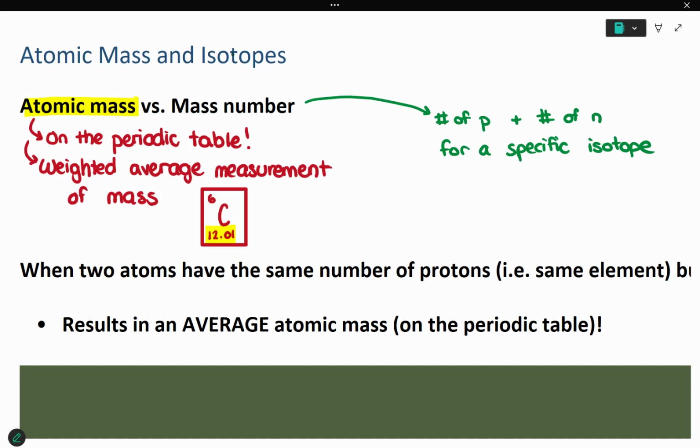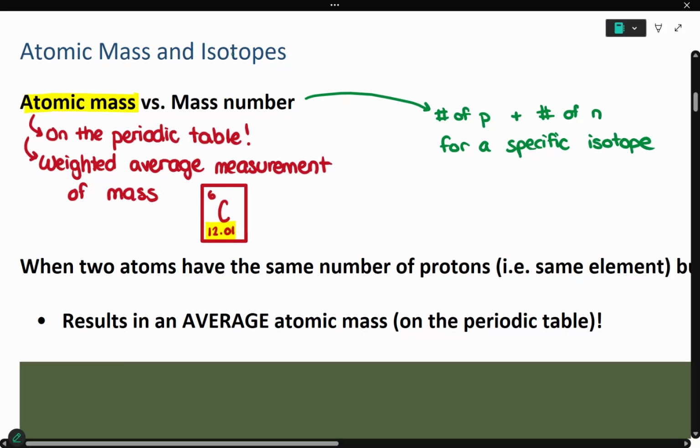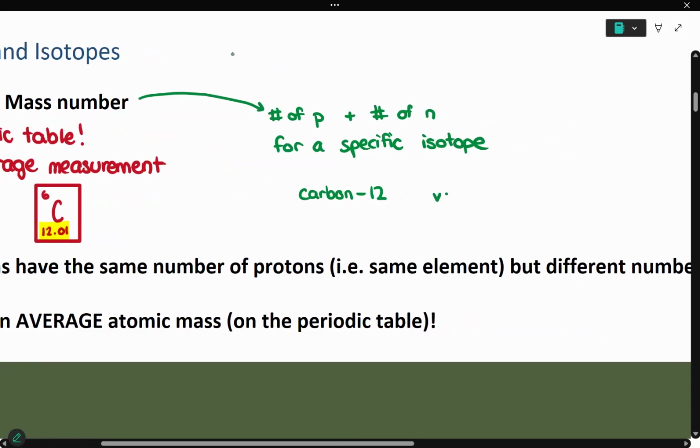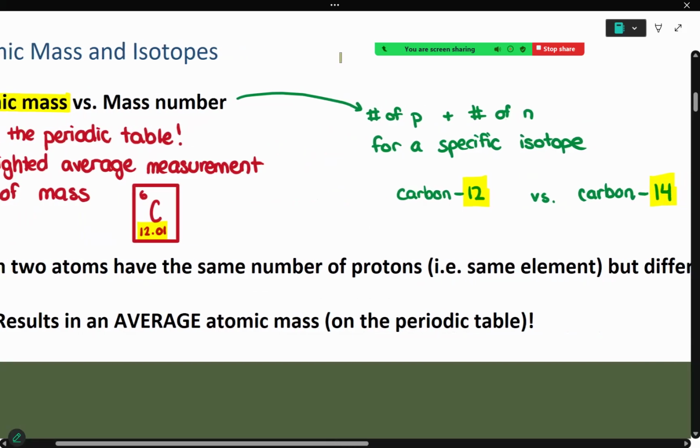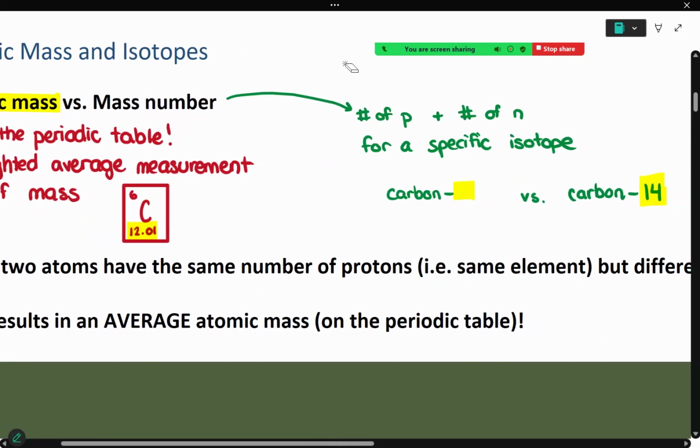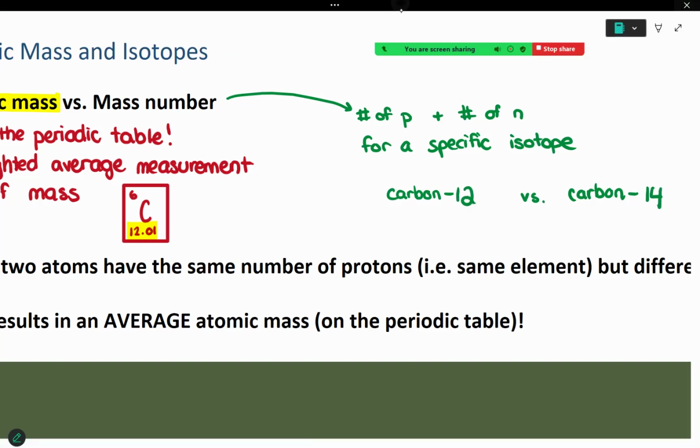So as an example, we might have carbon 12 versus carbon 14, and they're both isotopes of each other. Those values are rounded whole numbers, and those are your mass numbers. I'm actually going to use a different highlight color so that's not mistaken for the other one. Let's rewrite that: carbon 12, carbon 14.